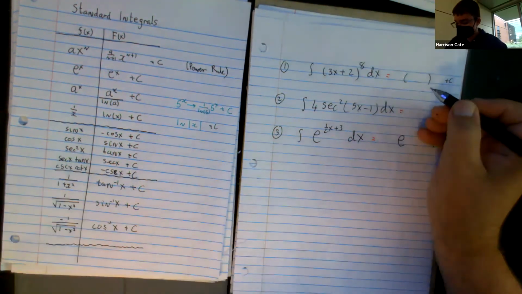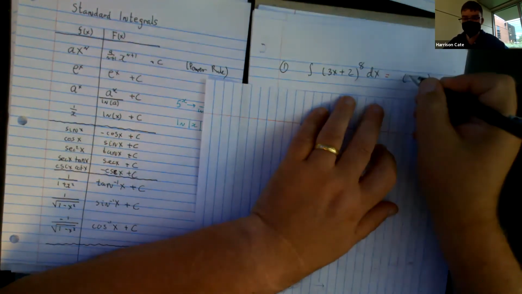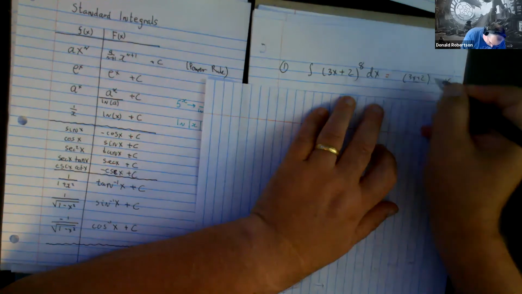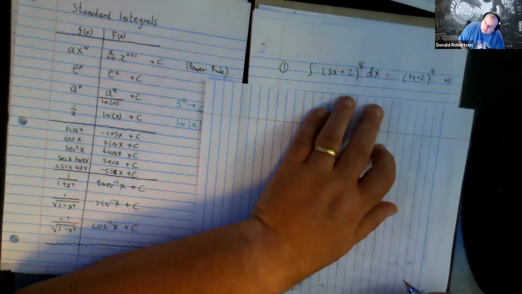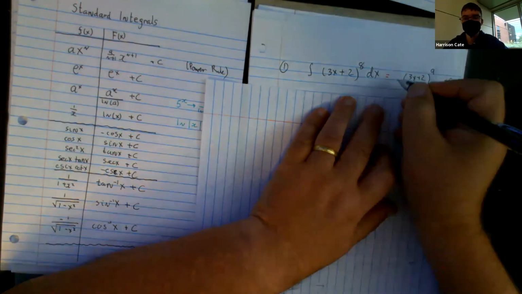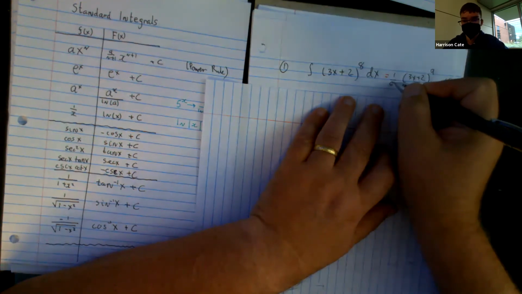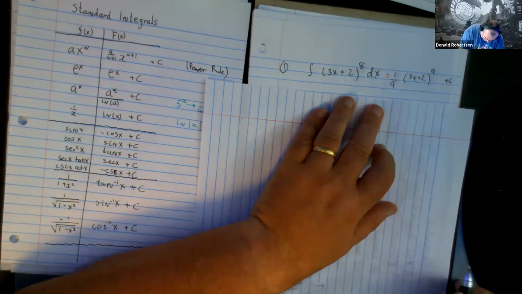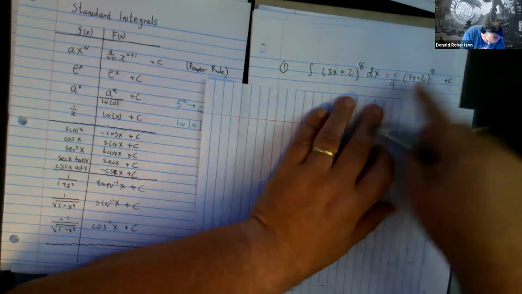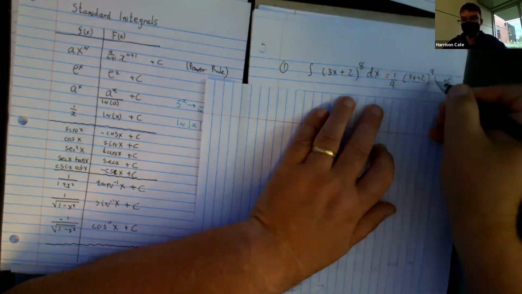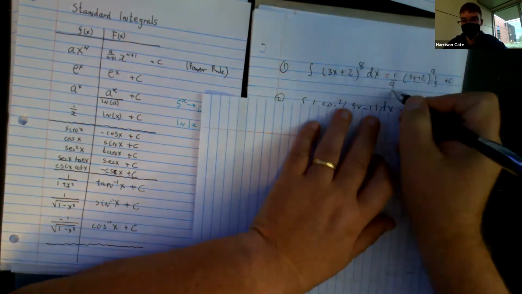Yeah, I got 1/27 times (3x plus 2) to the 9th power plus c. Okay, so you added 1 to the power, and I got you 9th, right? You did the divide by the new power, and then you factored in an extra times a third, and I agree with your answer.